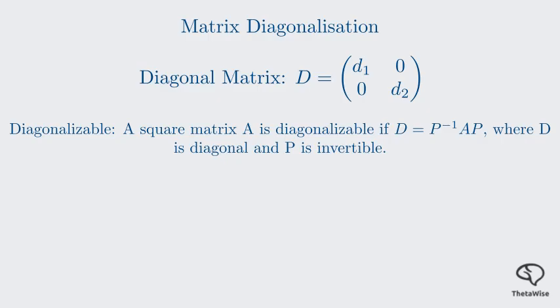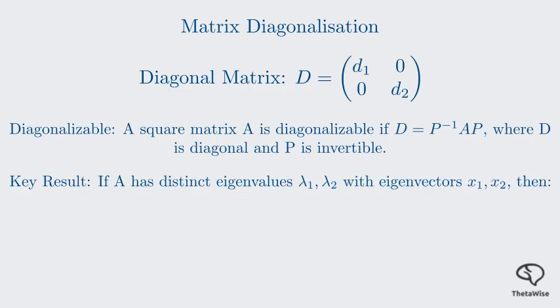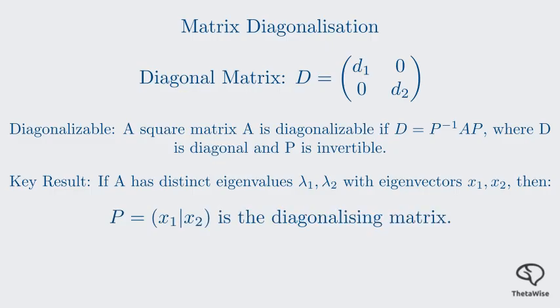The key insight for diagonalization comes from our work with eigenvalues and eigenvectors. If a 2x2 matrix A has two distinct eigenvalues, lambda 1 and lambda 2, with corresponding eigenvectors x1 and x2, then we can form the diagonalizing matrix P. The matrix P is formed by placing the eigenvectors side by side as its columns.